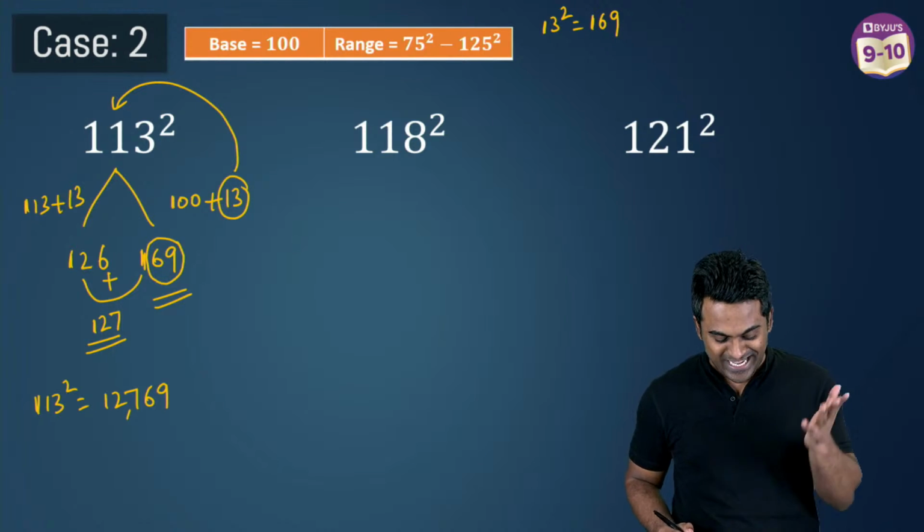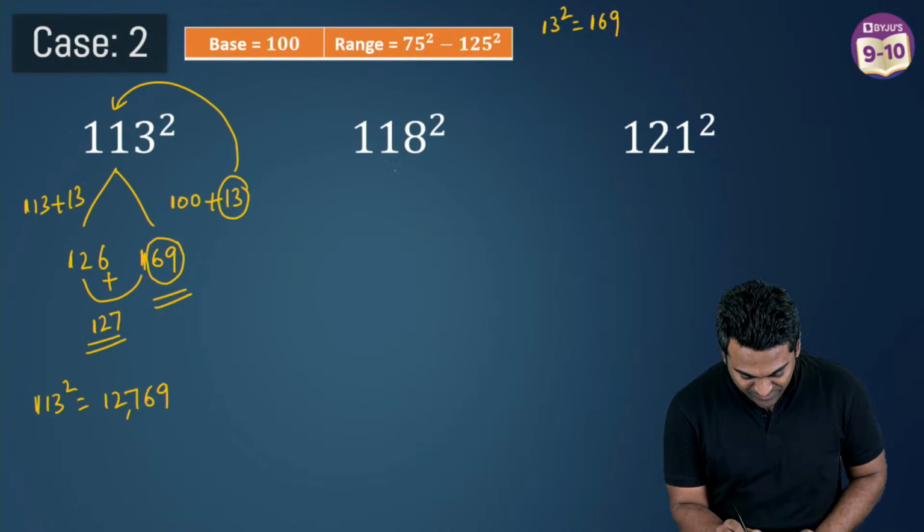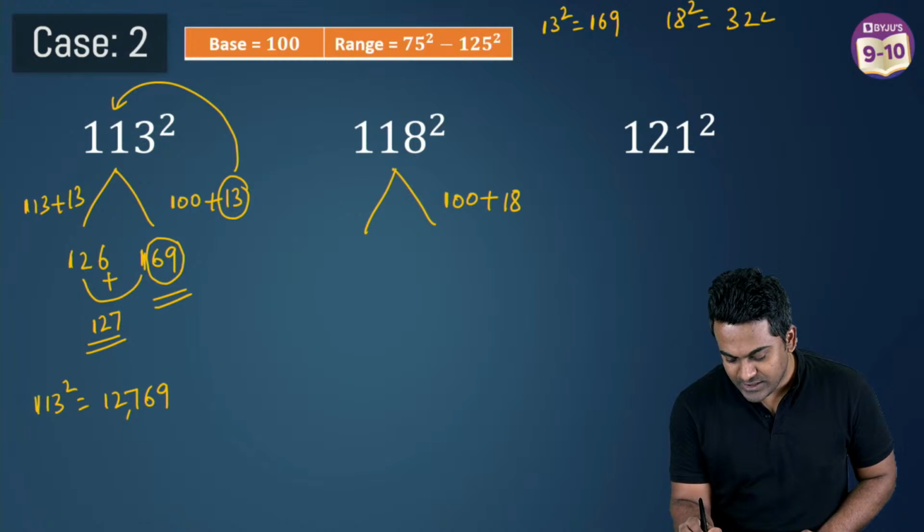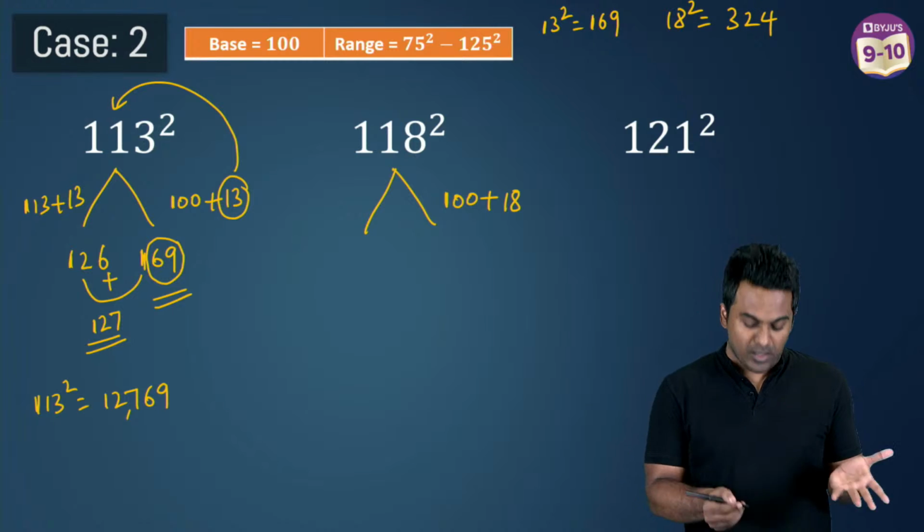Very good. You already have figured out the answers to the others. Okay, let me just do it now. So this is going to be what? 100 plus 18. And we all know what 18 square is. 18 square is how much? 324. I'm going to write that down here.